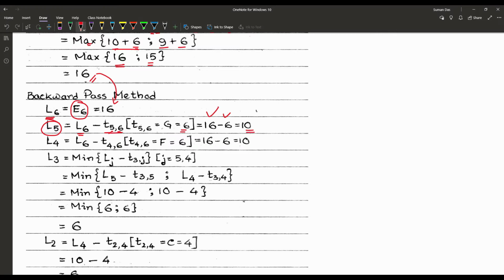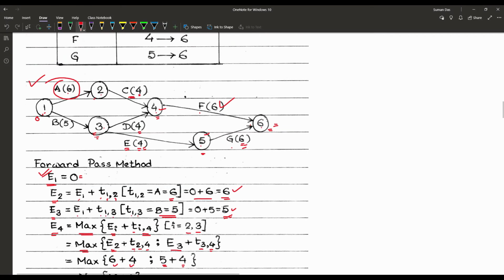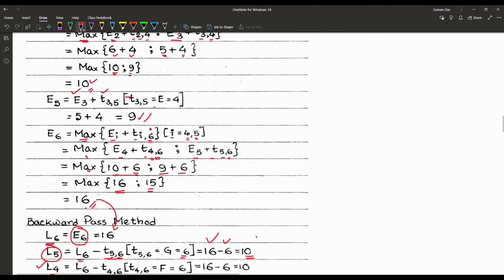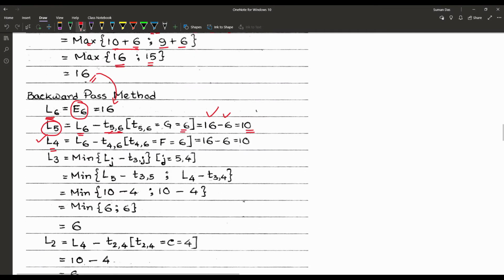Or 10. Next we reach node 4 and denote it by L4. There must be only one way. Let's check once again. Yes, there is only one way, through the activity F, and the time is 6. So L4 is equal to L6 minus T4,6, the total time, and that is 6. So that is 16 minus 6, equal to 10. In that way we have already found L6, L5 and L4.